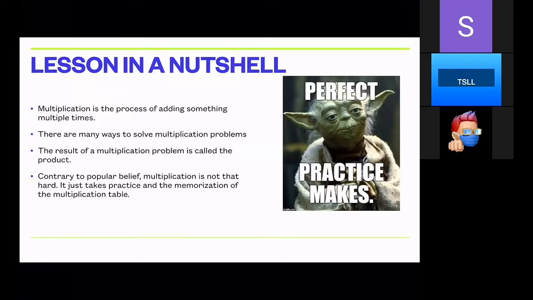Also, there are many ways to solve multiplication problems. Remember the 4 strategies I showed you earlier? Number 3, the result of the multiplication problem is called the product. And also, the 2 numbers that you see in a multiplication sentence are the multiplicand and the multiplier. And if you exchange them, they still give the same result. And number 4, finally, contrary to popular belief, multiplication is not really that hard. It may seem scary at first, but all you need to do is practice and memorize the multiplication table. I mean, if you don't believe me, then you definitely believe Yoda on the right.